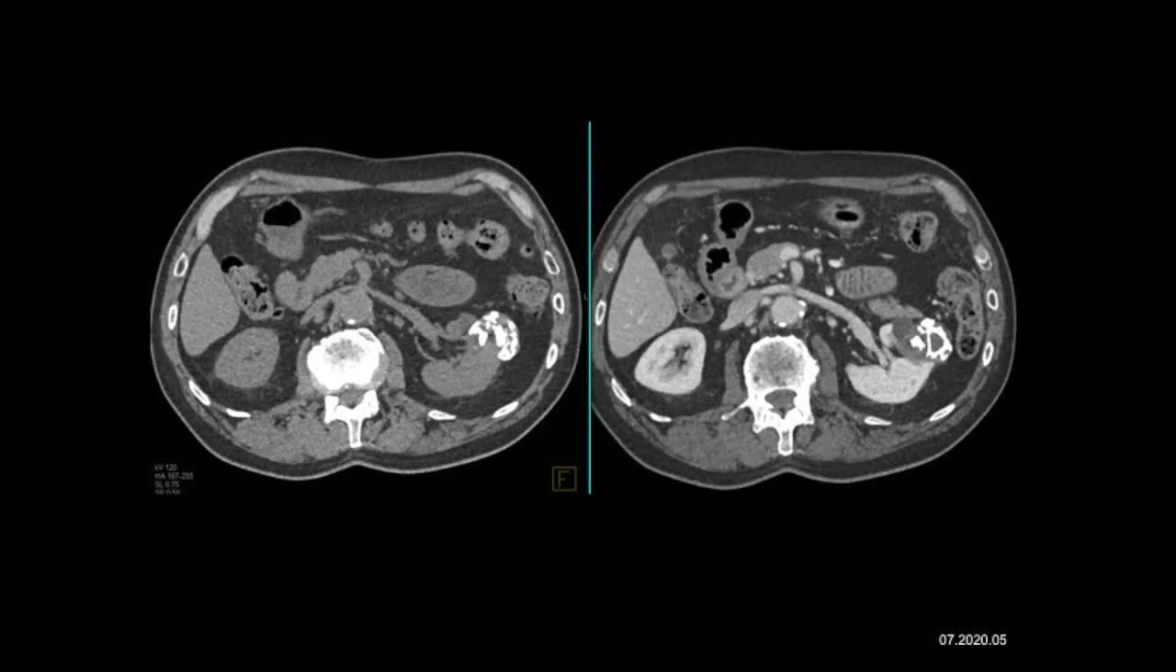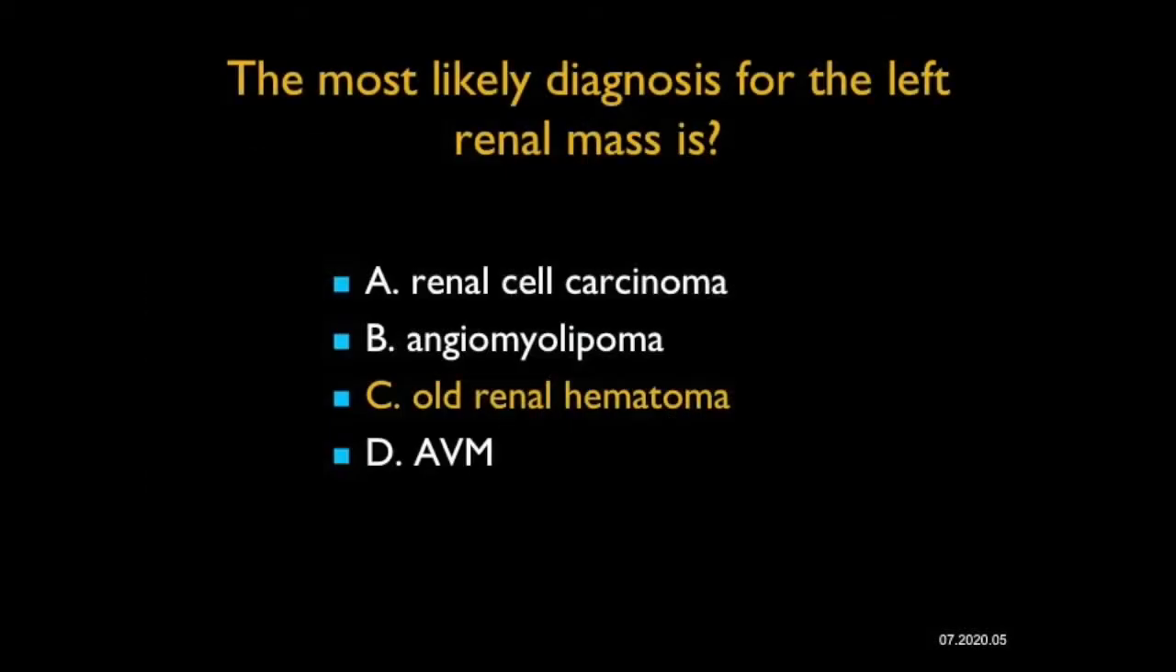But at the end of the day, this looks like something that bled. Dense coarse calcifications, be it adrenal, be it renal, be it in the spleen, be it in the liver, you've got to think of prior bleeding. And this was due to an old renal hematoma way back when, many years earlier, the patient had renal trauma. So a very nice example.